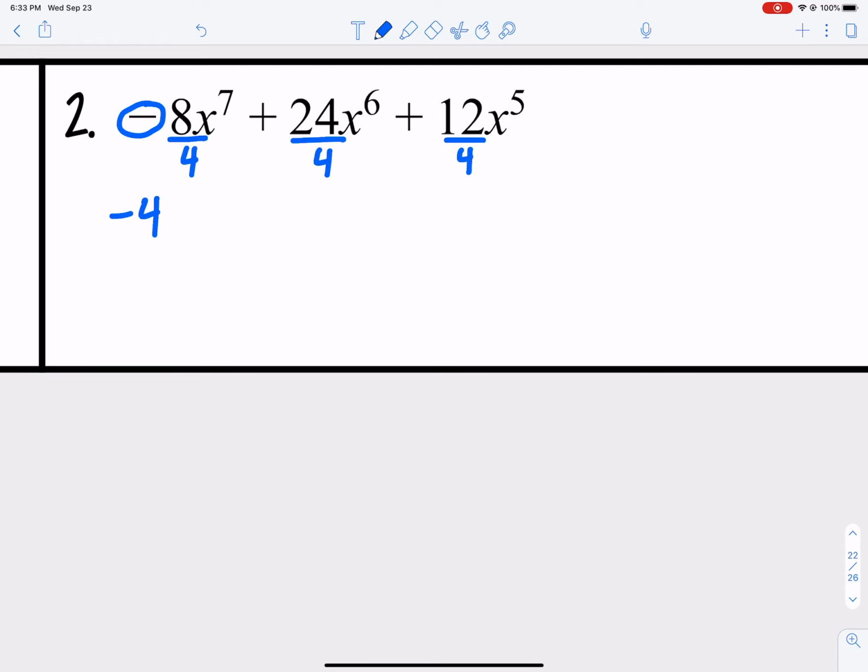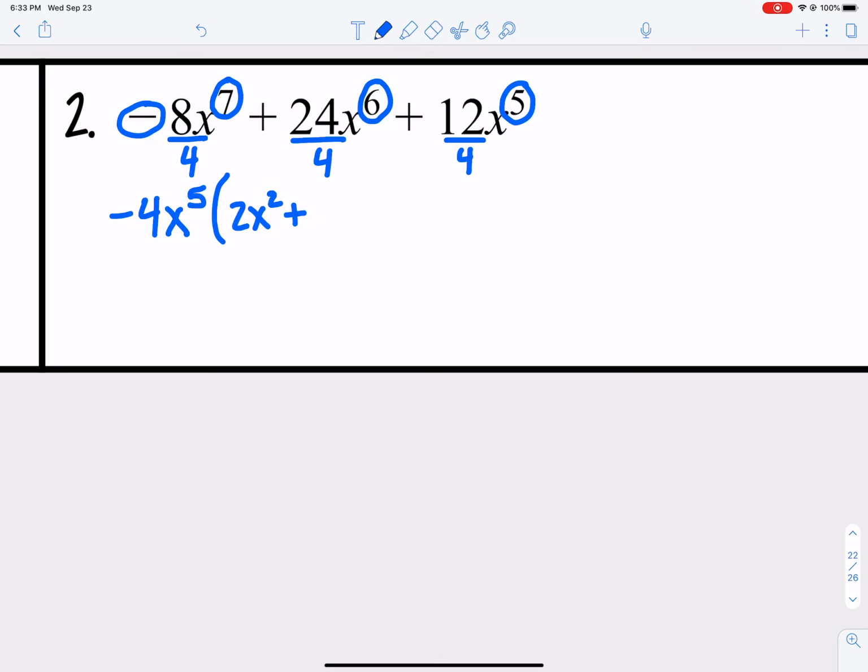And then you look at x has 7 in the first term, we have 6 in the second term, and 5 in the third term. So we could take out 5, because that's how much the smallest number was. And then think of what would be left over. So negative 8 divided by negative 4 would be 2. I took out 5 x's, so there are 2 left over.